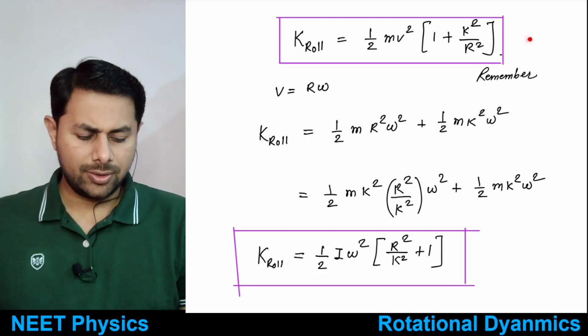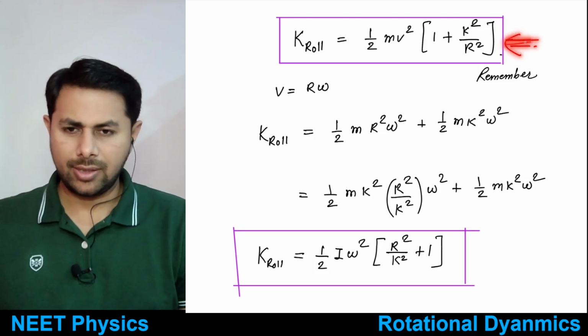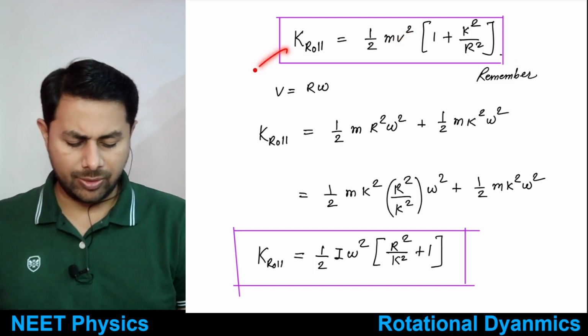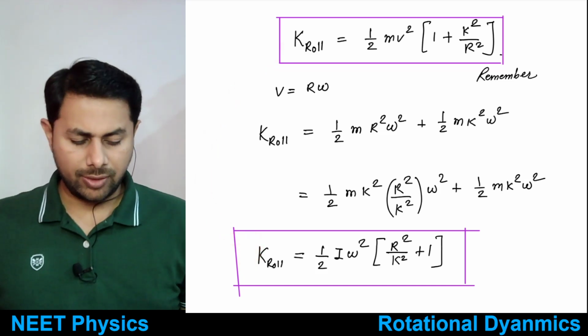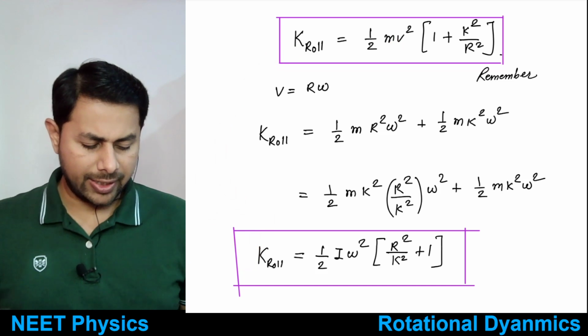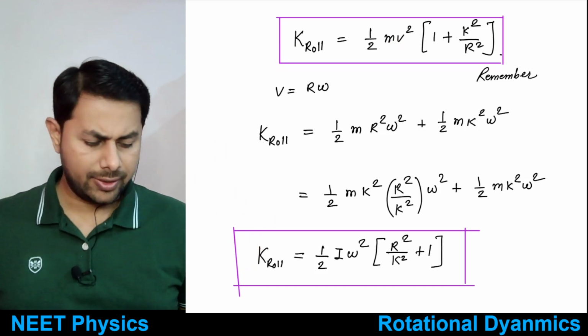Okay, so this formula we need to remember, and whenever we want we can just substitute V is equal to R omega to get that formula. Okay, V is equal to R omega. If we substitute over here, we can get this formula, right?